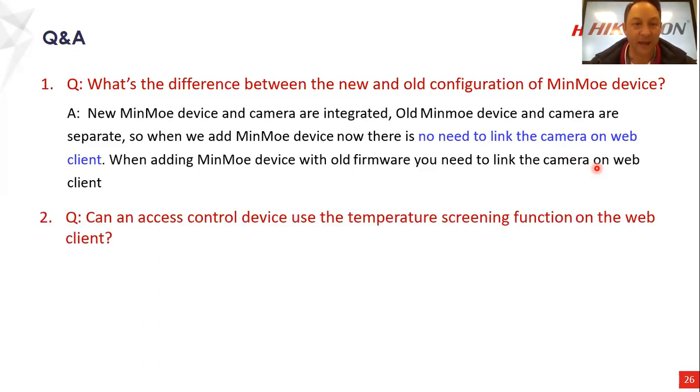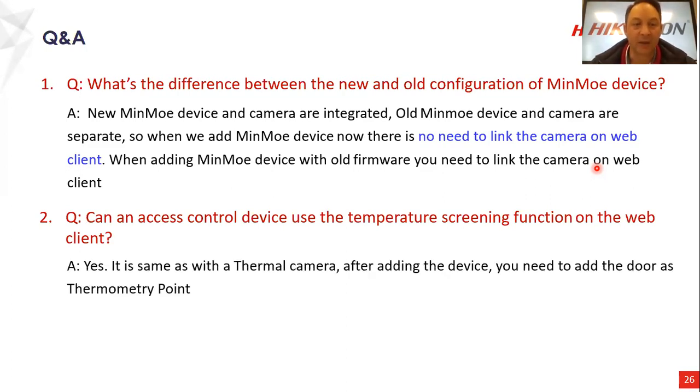All right. Can an access control device use temperature screening function on the web client? All right. So it's similar to your thermal cameras. After adding your device, you need to add the door as a thermometry point. So the thermometry points are what's being monitored, and that's where you get your temperatures. So just make sure you got your thermometry points in your thermometry groups, and then you'll be able to get these results. And this is now from the web client. Remember, I showed you the live view interface that the web client has got now, right? That's where this is going.